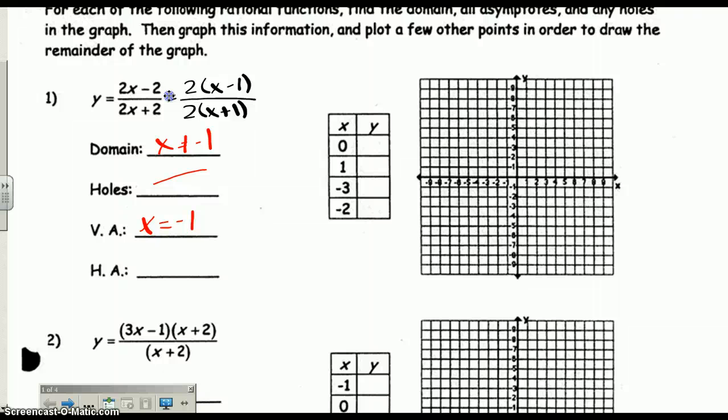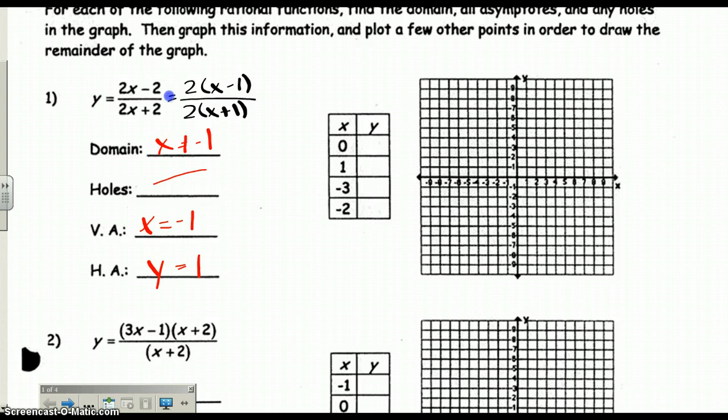So if the degrees of p and q are equal, and a and b are the leading coefficients of p and q, respectively, then y equals a over b is the equation of the horizontal asymptote. So we have an equation here, and 2 over 2 are the coefficients. So that simplifies to 1. So our horizontal asymptote is y equals 1. Okay? So now the key here is let's graph that.